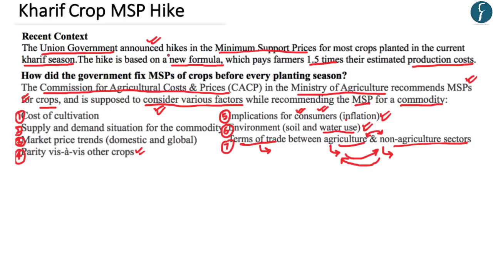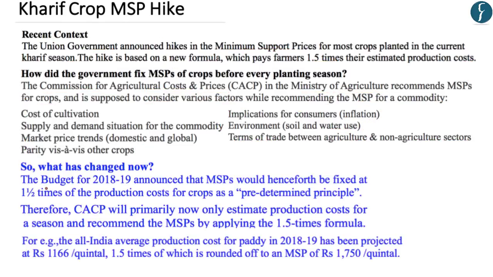Now let us understand what the new change has been. In the budget for 2018-19, the Government of India announced that the MSP prices would henceforth be fixed at 1.5 times the production cost. This fixation of the MSP prices at 1.5 times is now a predetermined principle. So the Commission for Agricultural Costs and Prices will now primarily only estimate the production cost and then recommend the minimum support price by applying the 1.5 times formula.